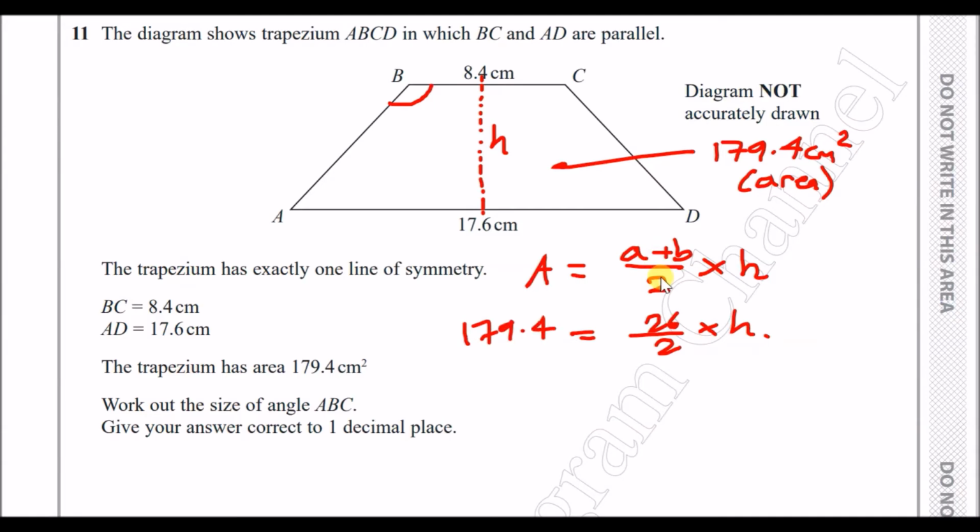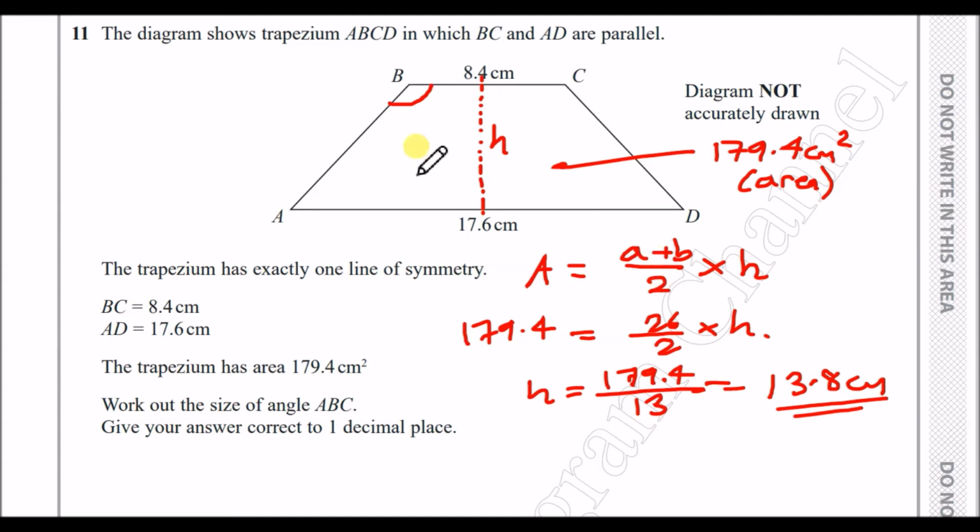179.4. Okay, 26 divided by 2 is 13. So we're going to have 13h on the right side. So to get h, divide your answer by 13. So h is going to be 179.4 divided by 13. And that will give us, guys, let's work it out. It will give us exactly 13.8 centimeters. So this means that the vertical height is 13.8.